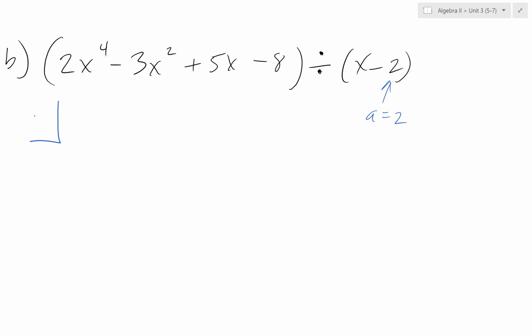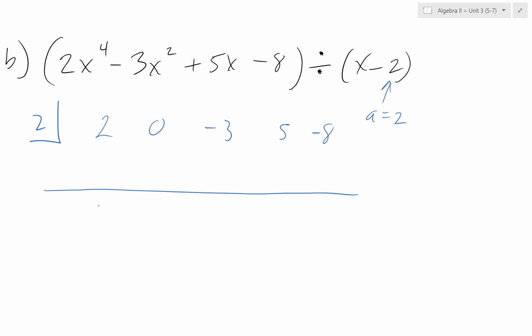And so we put 2 out here in the box. We write down the coefficients: 2, negative 3, 5, negative 8. Don't you use 0? You're right, we need a 0 for the x cubed term, so 2, 0, negative 3, 5, and negative 8. Okay, does that look right now?